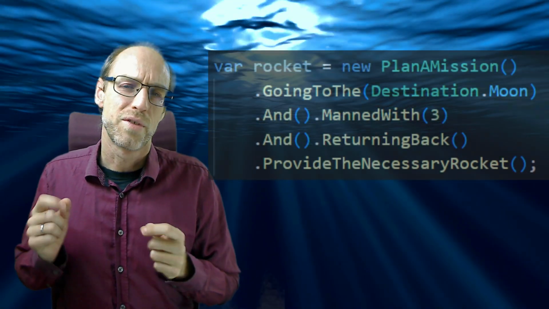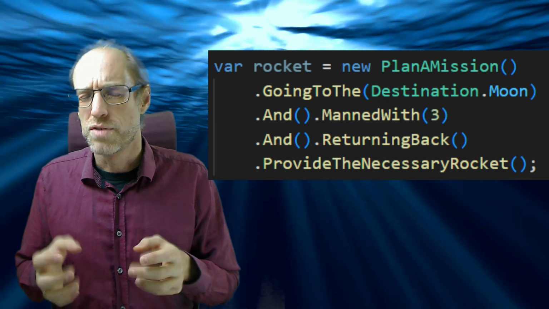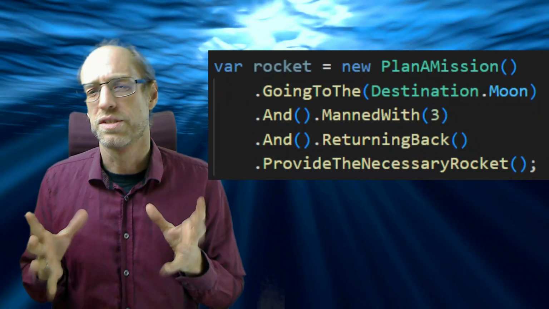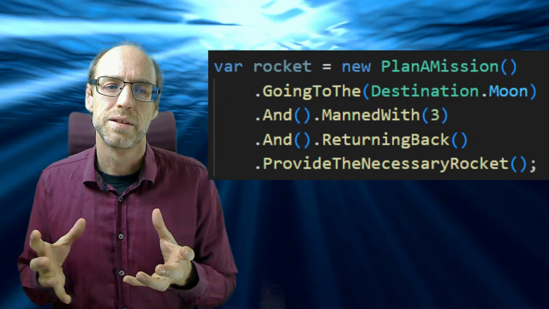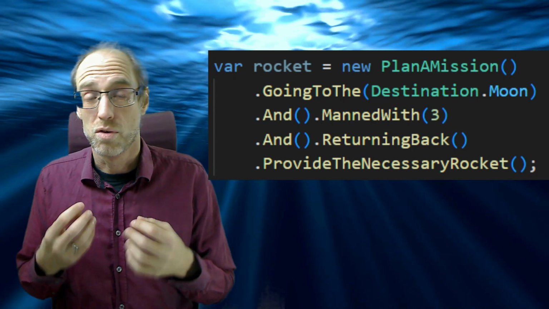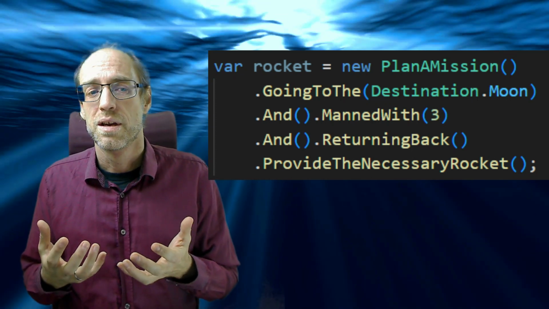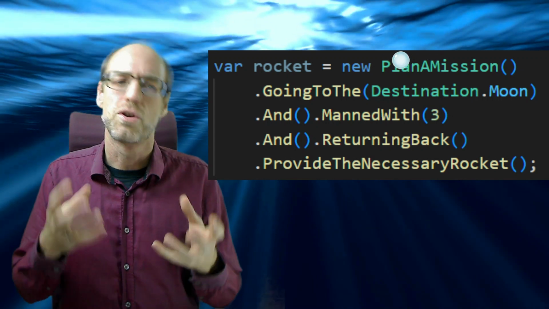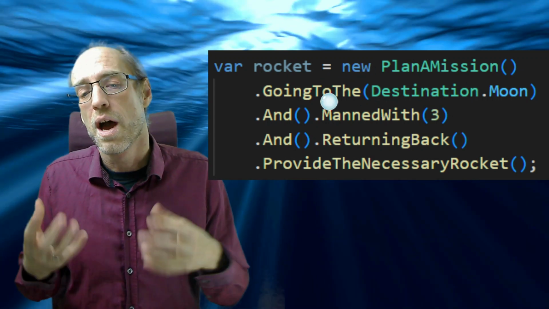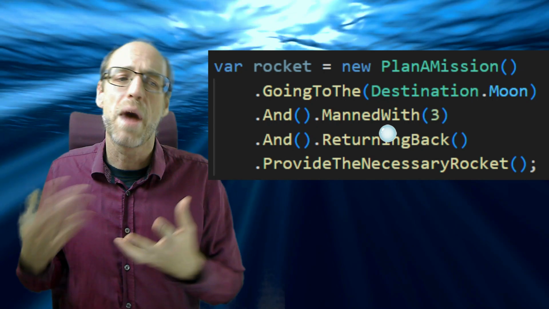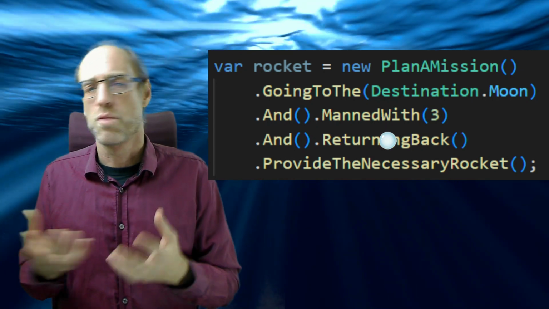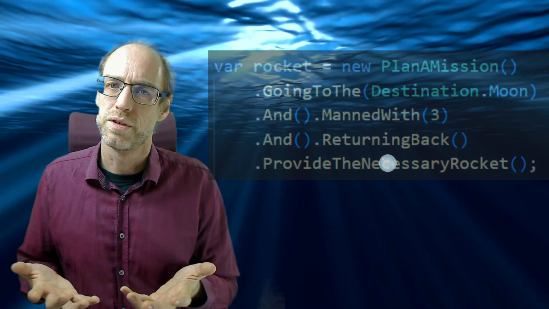It's about time we bring in our idea of writing like a book. Here's another example variant. And notice how it supercharges your understanding of the code's intent. You can read it almost like a normal sentence. We want to plan a mission going to the destination moon, unmanned with 3, and returning back. Finally, the code provides us the necessary rocket for that mission.